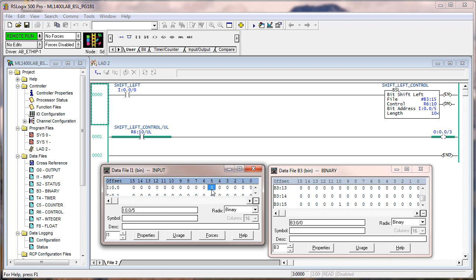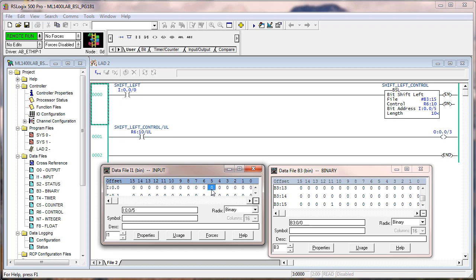So we have a length of 10, which is 0 through 9. The very next bit is going to be the unload position. So if you're looking for the bits that are shifting out of the length, you're going to look at the next highest bit, the next most significant bit. In this case it is 10. Watch what happens when I toggle it again, and notice that my input is off. So I'm not putting in a 1 at bit 0 of B3:15. I shift it one more time.